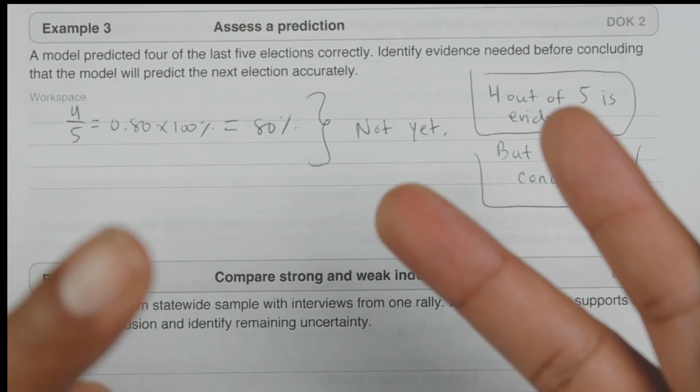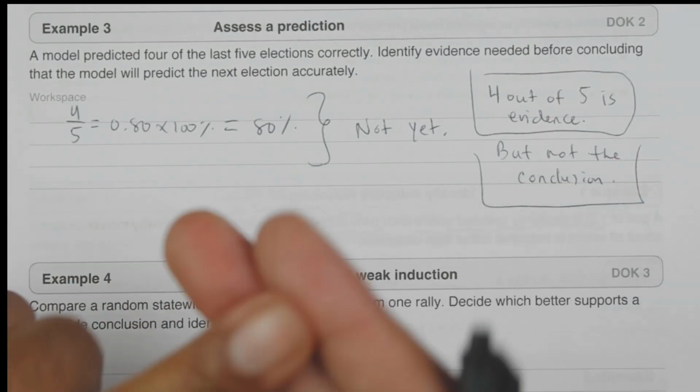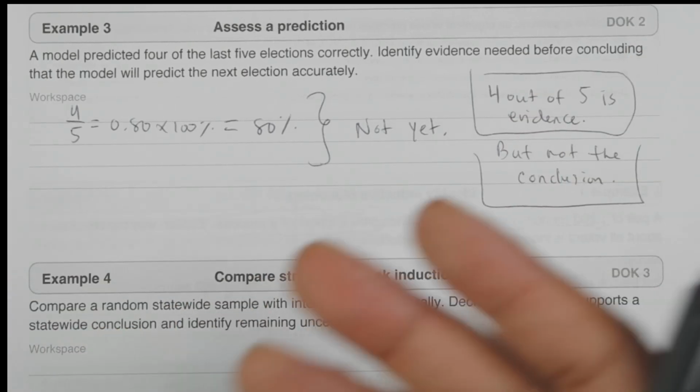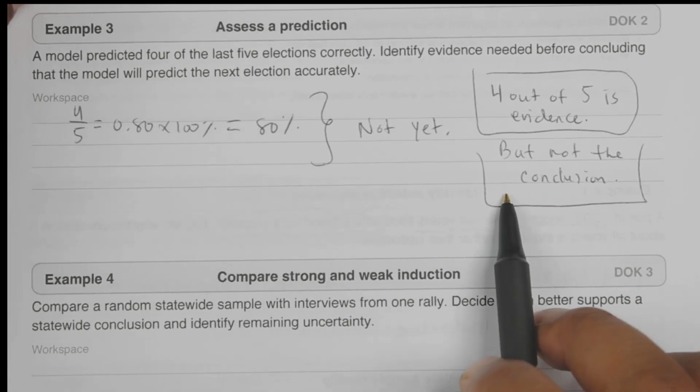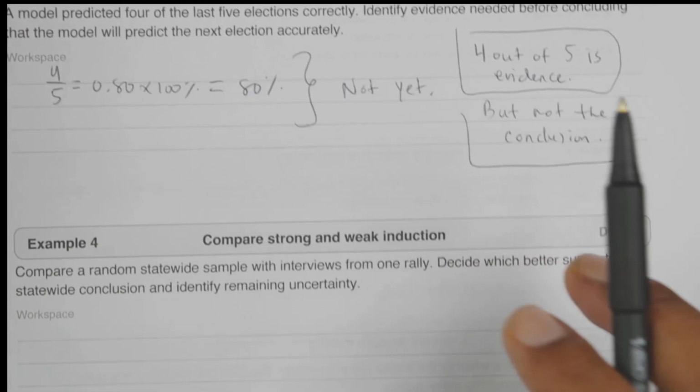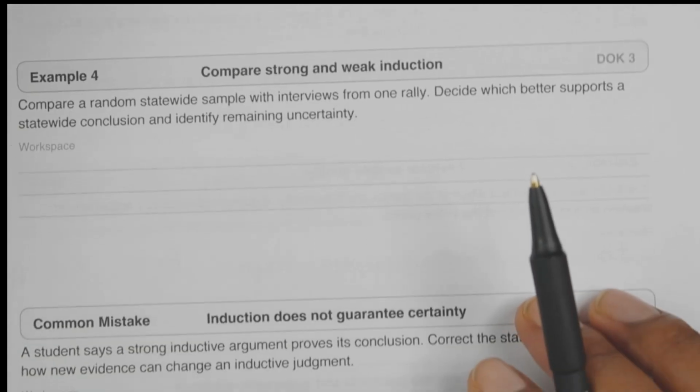We still have to ask, how does it compare to other models? Are there other models out there? There are a lot of questions you can ask yourself. So we don't want to make a conclusion, even though it has a very high success rate. All right, example number 4.